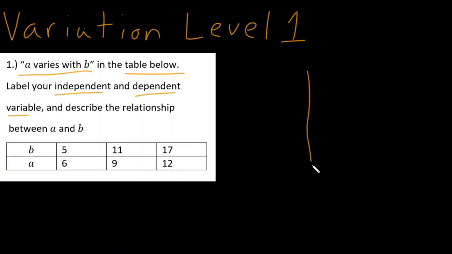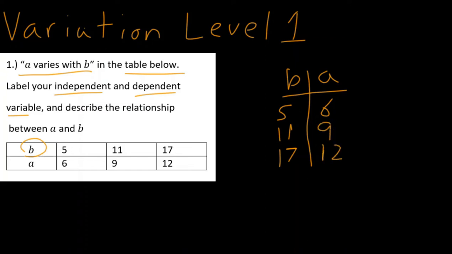I want you to go ahead and start by drawing a vertical t-chart. And notice that B is actually the first letter that we see, so we'll put B first, and then we'll put A. And let's go ahead and label these values. So we have 5, we have 11, and we have 17. Okay. And then over here for A, we have 6, we have 9, and we have 12.